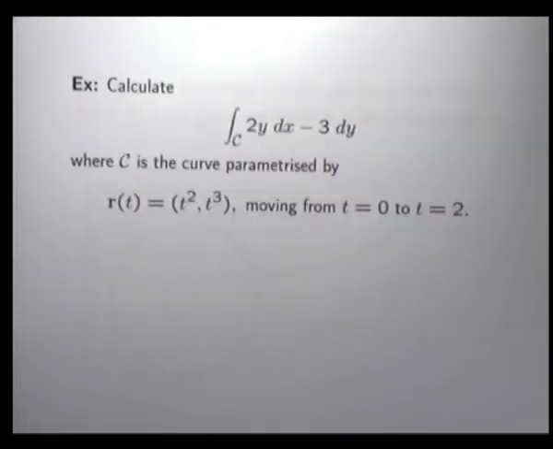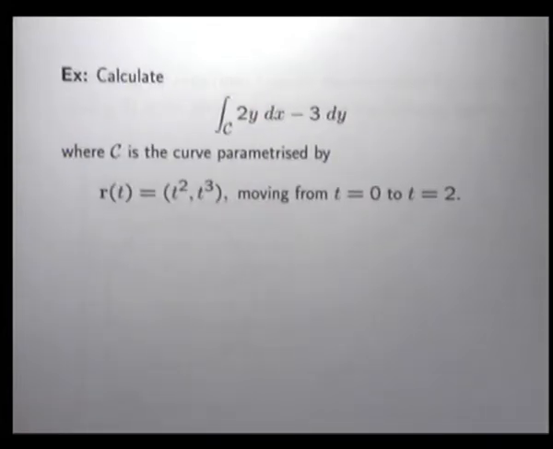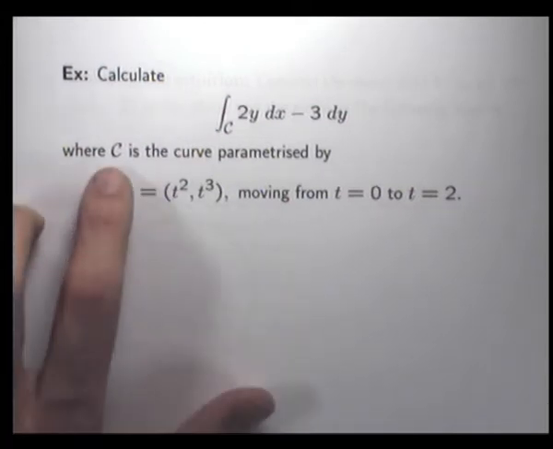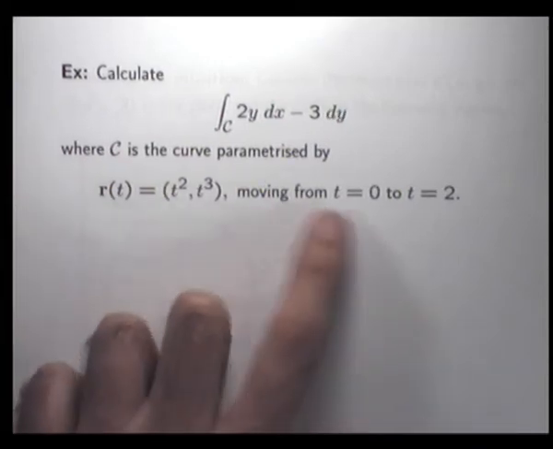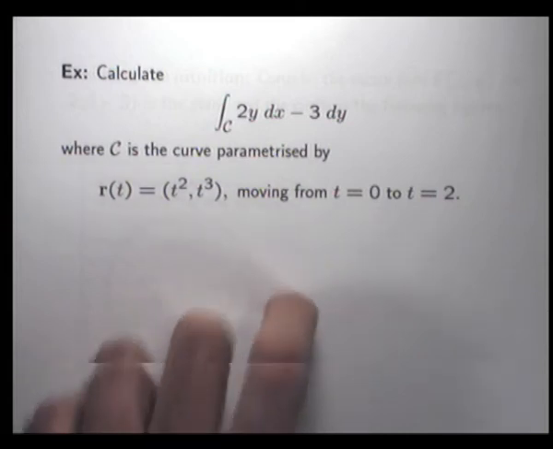Okay, so let's do an example. Calculate the following line integral. Now, this is in a differential form because we see differentials dx and dy. In particular, our curve C is parameterized by this vector function here, moving from t equals 0 to t equals 2. So the direction is specified here, the forward direction.